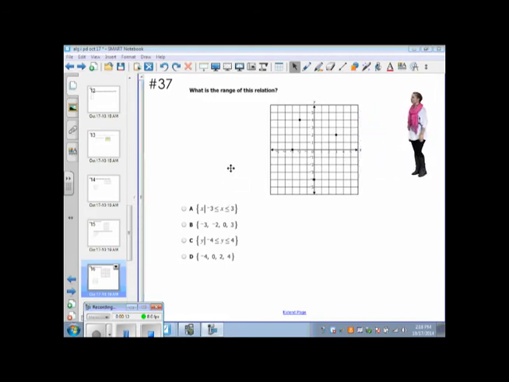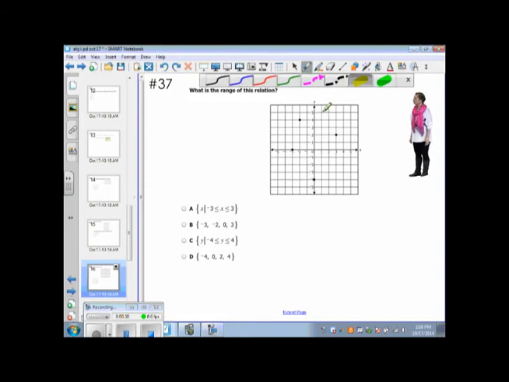Why, hello. So, algebra problem number 37. What is the range of this relation? So first off, range, what is that? Range is our y values. So computer, can you highlight the y-axis for me, please? It is our vertical axis, going up and down.